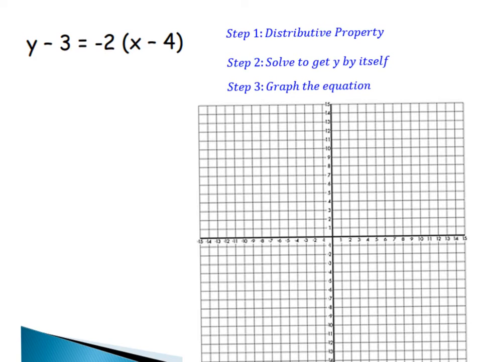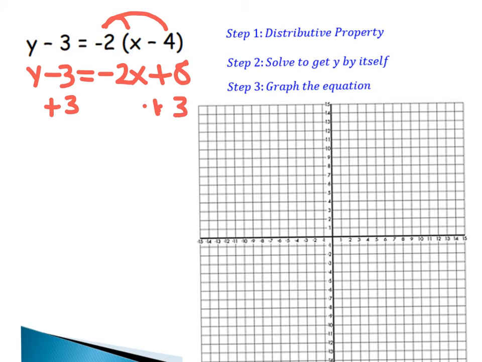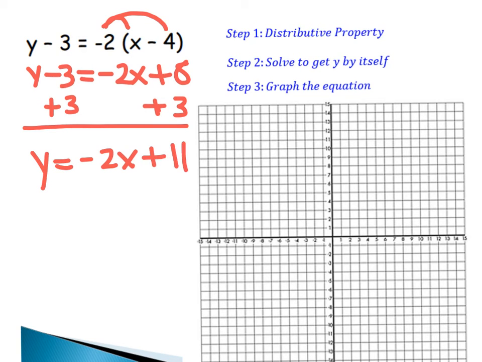Now, in order to graph an equation in point-slope form, you're first going to use the distributive property. So I would distribute the negative 2 to both of my terms. So it'll become y minus 3 equals negative 2x plus 8. Then you're going to finish solving to get y by itself. So you would add 3 to both sides to get y equals negative 2x plus 11.